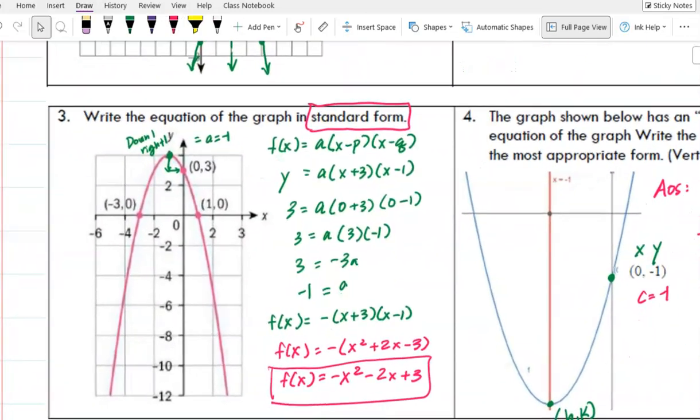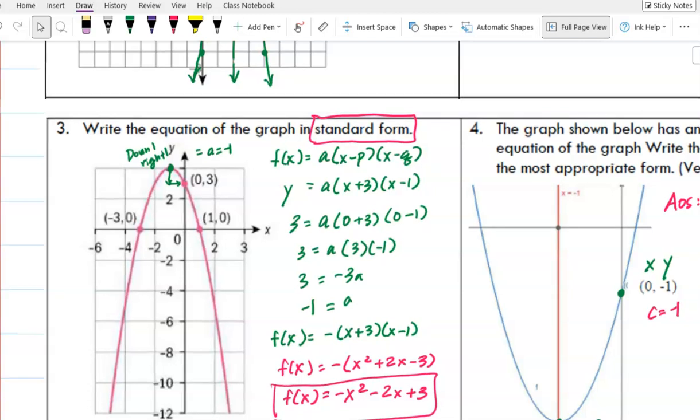Number 3 is pretty straightforward, except just read the expectation, which is to put it in standard form. Once again, you can figure out the a value based on this next point. I know this graph doesn't have the, is not it by ones, but you can figure out that you went down 1 and to the right 1 to get to that 0, 3 from the vertex. So I know that my a value is -1. I could do it algebraically using the intercept form, but it also tells you to put it in standard form, so you have to make sure you multiply it out.